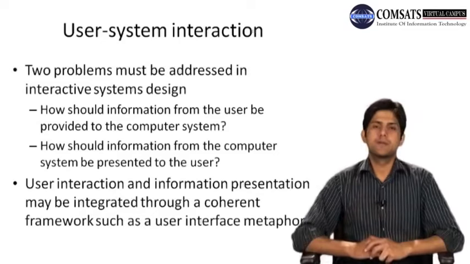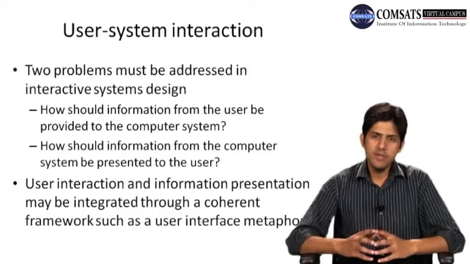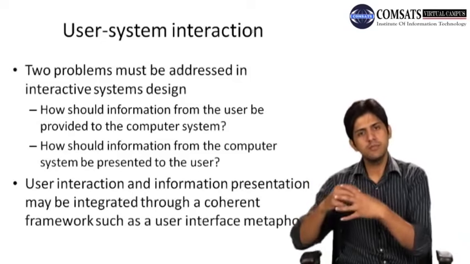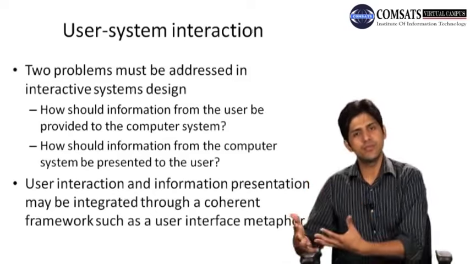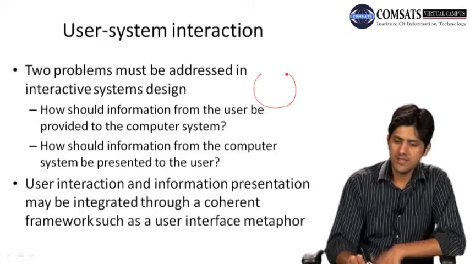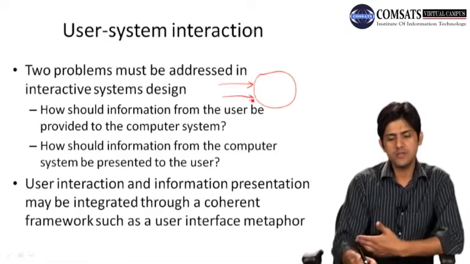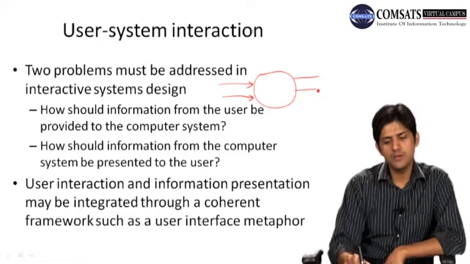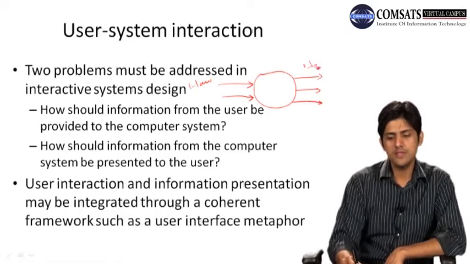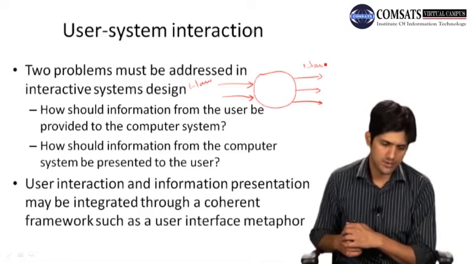When we covered our lectures on data flow diagrams, at that point we discussed that any computer application or software takes some data, transforms it in a certain way, and gives some data to the user. So user interaction also has only two problems. Imagine this bubble is your application, the user is sending some information to this computer system and then something is displayed to the user. How will the user send this information and how will it be presented back to the user? These are two important problems of user system interaction.